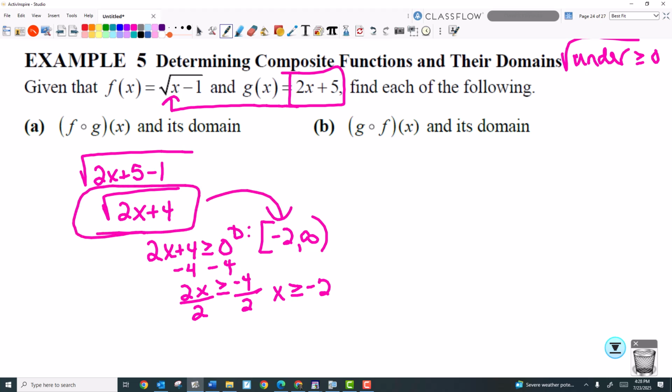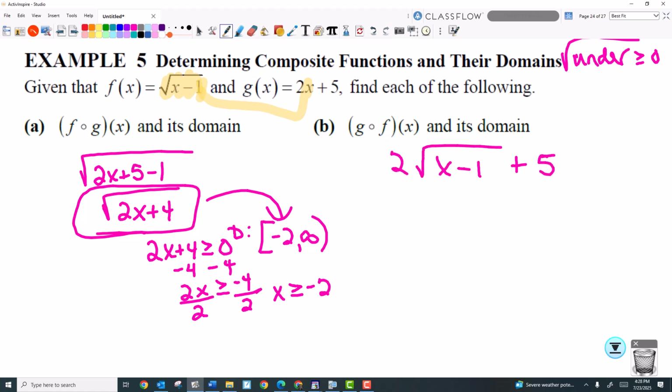G of f, you plug f inside of g. So it'll be 2 square root of x minus 1 plus 5. For the domain, what's under the square root has to be greater than or equal to 0. So move the 1 over. So it'd be 1 to infinity.